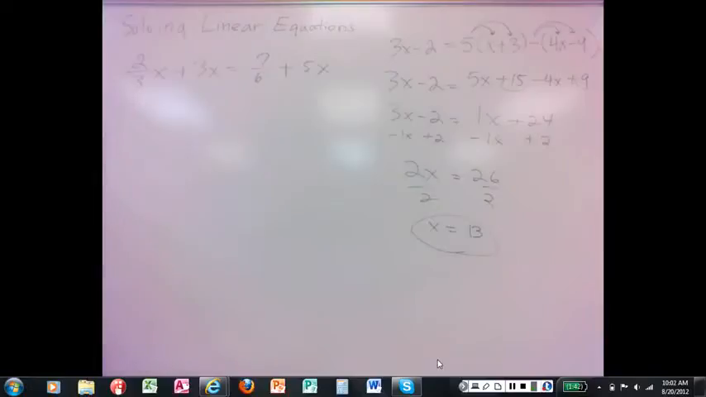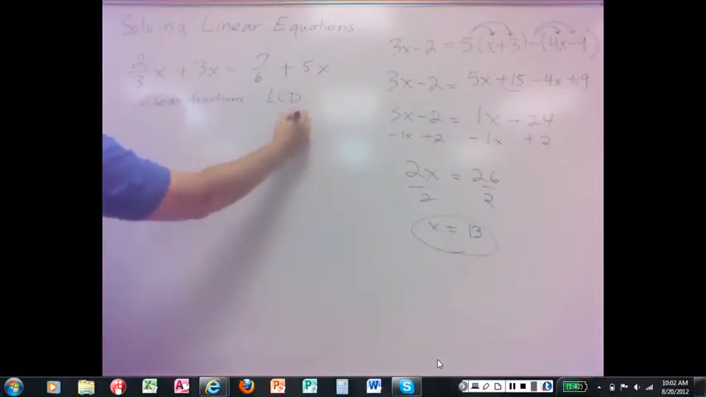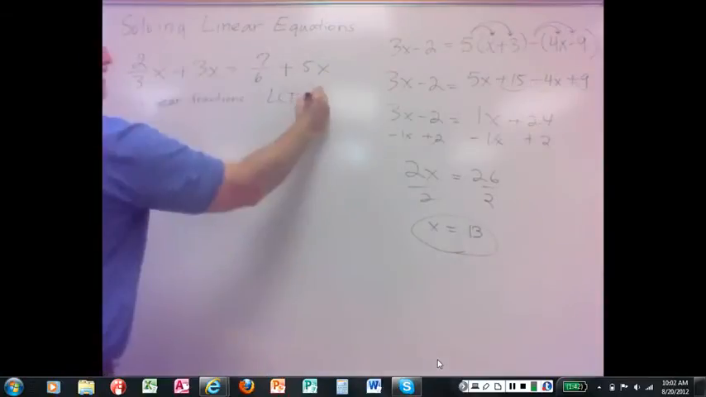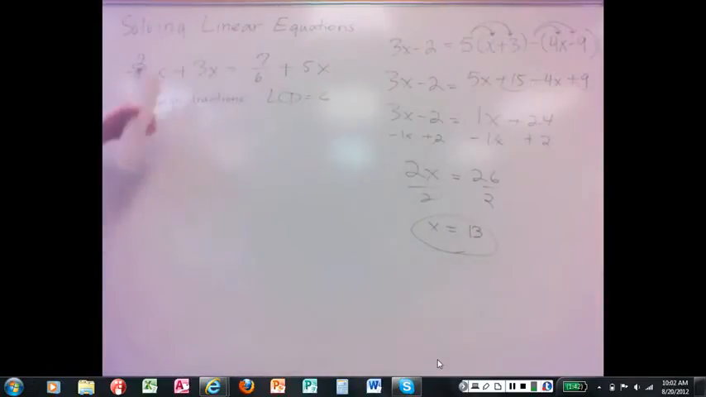And the way we would do that is by using the LCD, the least common denominator. In this case, I just have two denominators, 3 and 6, and so the least common denominator, least common multiple of the denominators would be 6. The other denominators are 1. So just take that least common denominator, 6, the multiple that both of those go into, and multiply it by both sides.